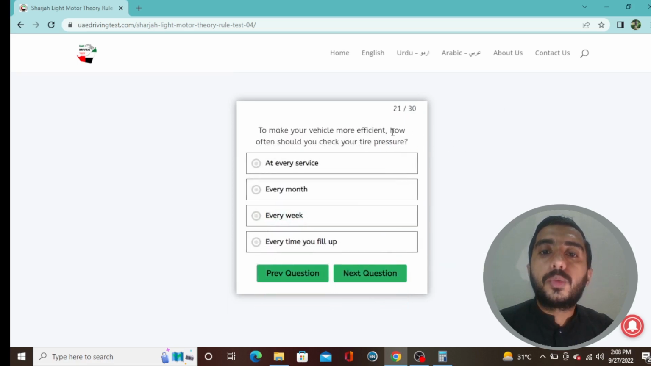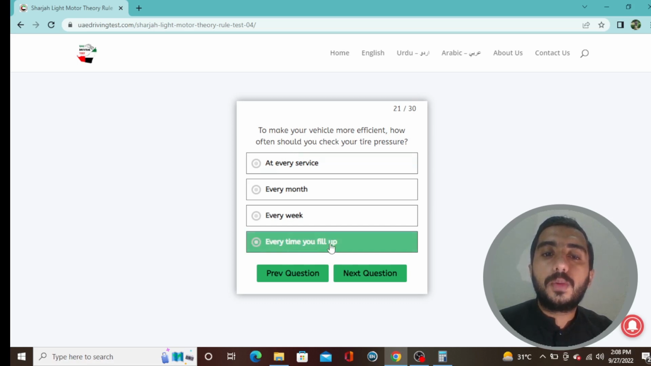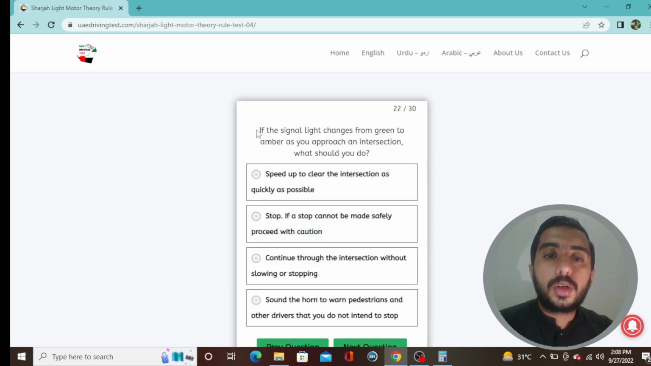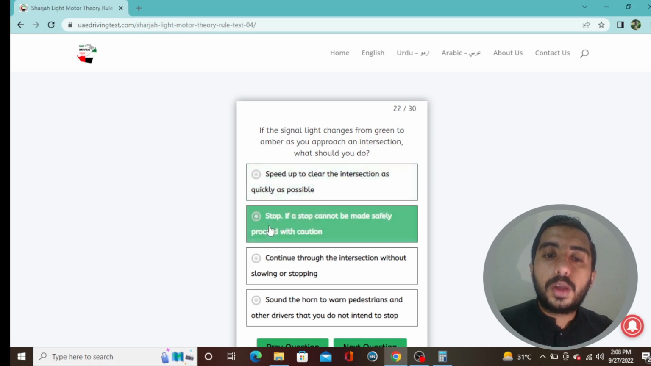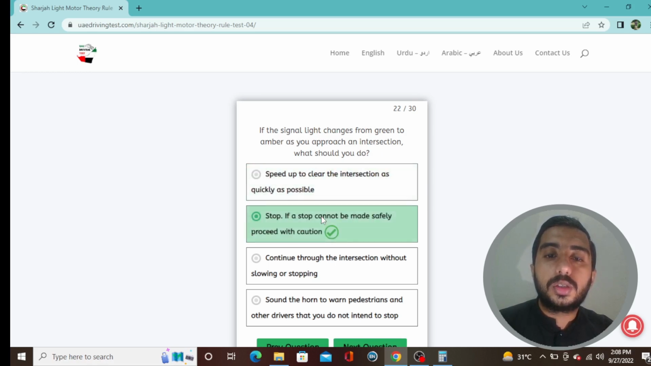Next question. Question number 21 is, to make your vehicle more efficient, how often should you check your tire pressure? You need to check every time you fill up. Option D is the correct one. Next question. Question number 22. If the signal light changes from green to amber as you approach an intersection, what should you do? You need to stop. If the stop cannot be made safely, proceed with caution. Option B is the correct answer.